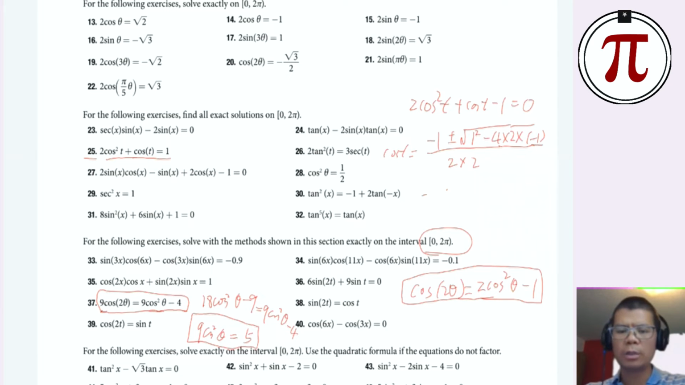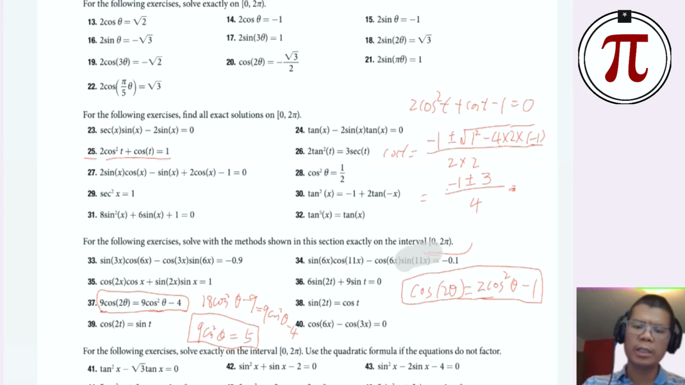So the bottom is 4. This is -1 plus or minus the square root of what's under the square root sign? I got 9. You got 9, right? So the square root of 9 is 3. So cosine t can be -1 plus 3, that's 2, over 4, that's 1/2. So cosine t can be 1/2.